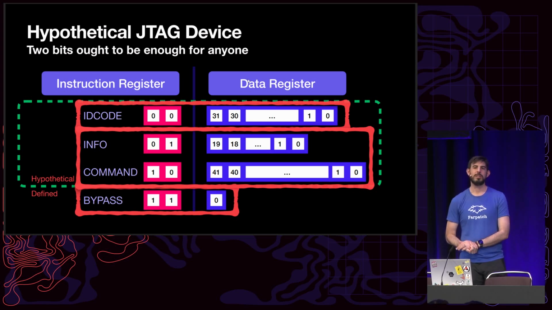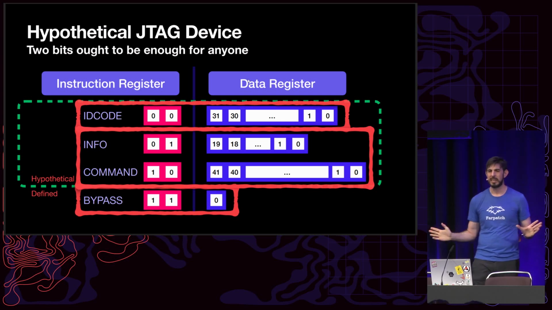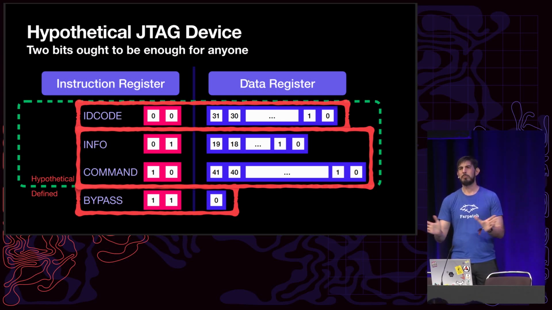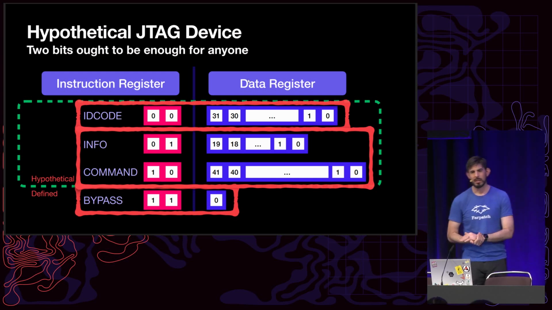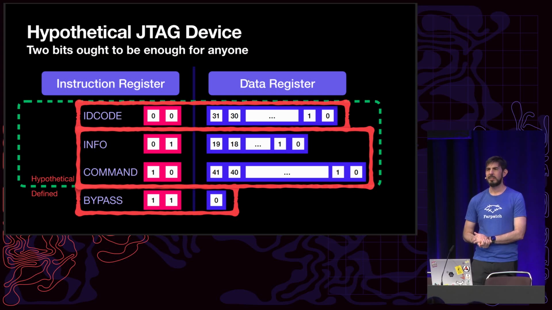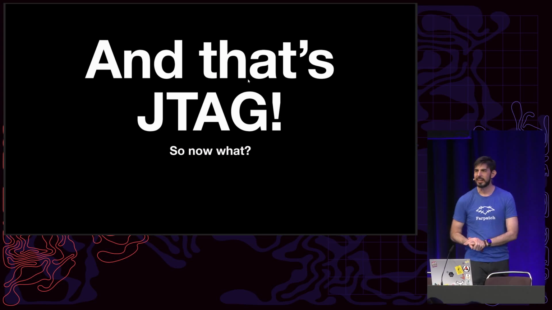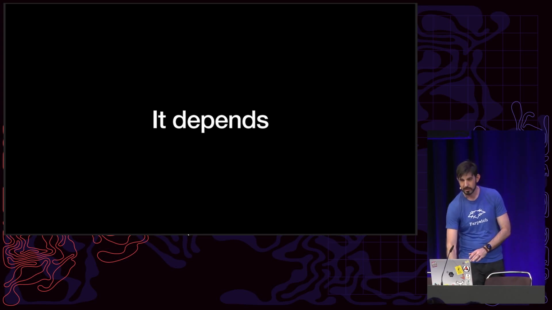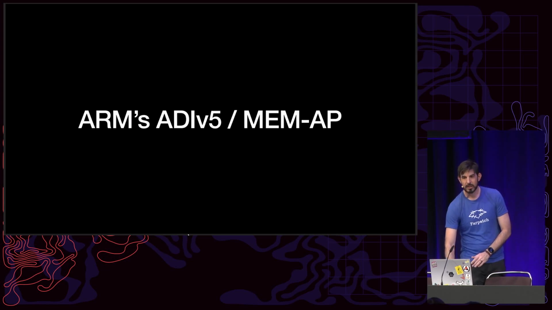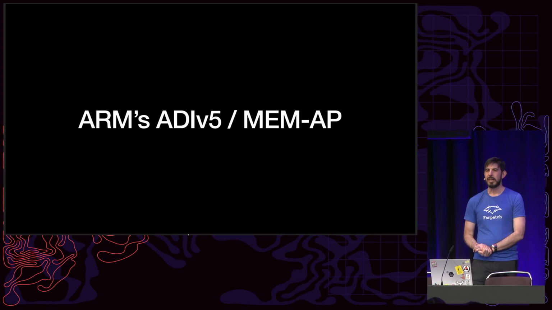These other 2 that I put here, info and command, I just invented those names. They happen to be 20 bits and 42 bits. What are they? Well, who knows? It's really implementation defined. And really, that's all you need to know about JTAG. So now what? Well, a lot of us are engineers here, and we know what the answer to that is, right? It depends. So let's talk about ARM ADIv5 / MEM-AP.